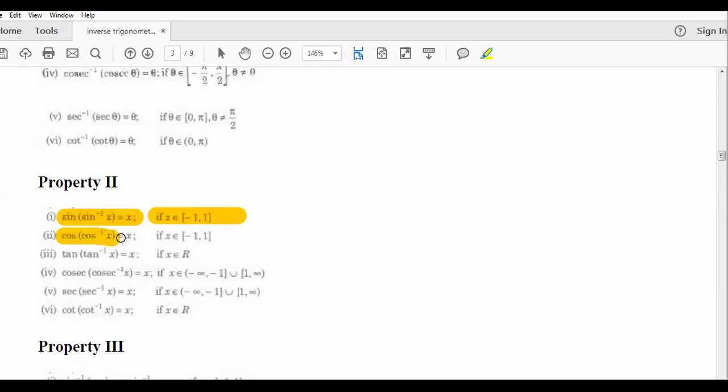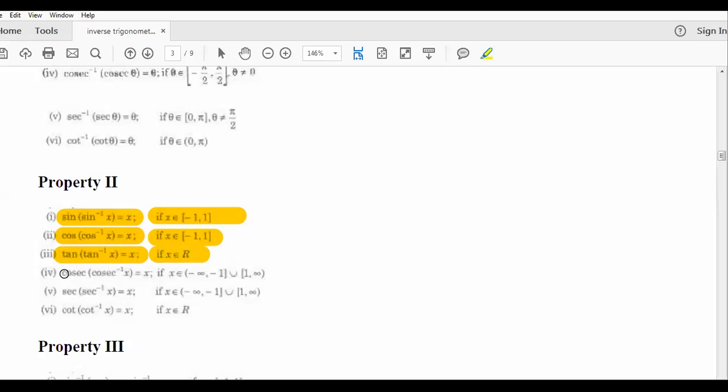Now similarly in case of cos, cos of cos inverse x, where cos inverse x is the inverse trigonometric function. Taking the trigonometric function, we get again the identity. So the value of x in case of cos is again -1 to 1. In case of tangent theta, we take the tangent inverse x, the inverse trigonometric function. We take the tangent of this, we get the identity. So x lies between the real numbers. All real numbers are possible for tangent value. Tangent can get any real value.